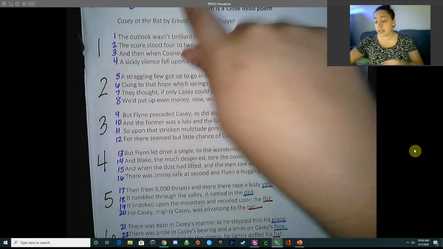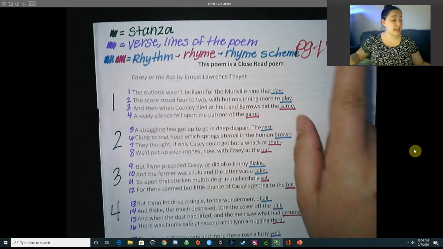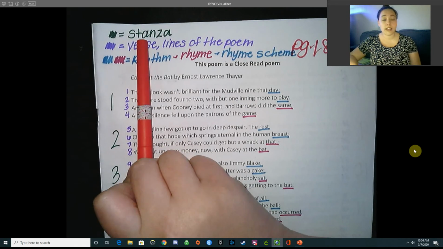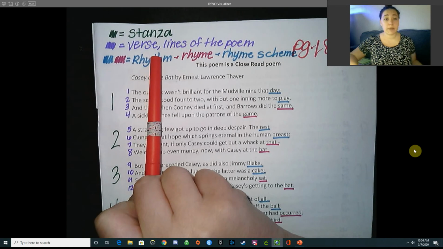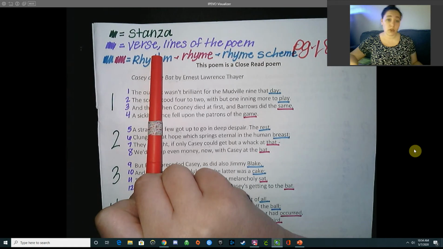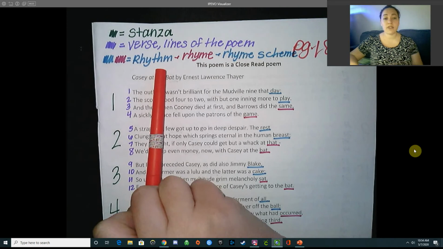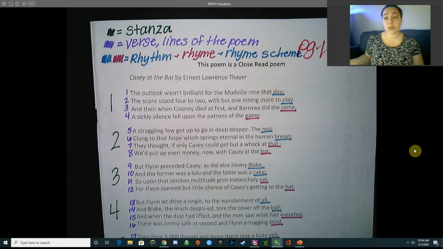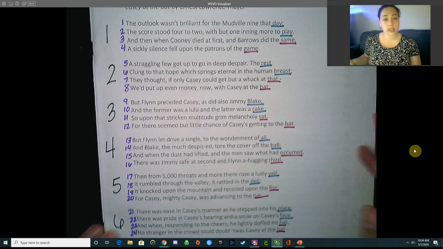If I look at the top up here, I gave myself a little key, and in this key, I have shown that this green color is marking my stanzas. This purple color is marking up the verse, or all of my lines of the poem, and then I also have pink and blue that I have used to represent the rhythm, rhyme, and rhyme scheme in the poem. So we'll talk about those more as we go through. Let's look at the green first.